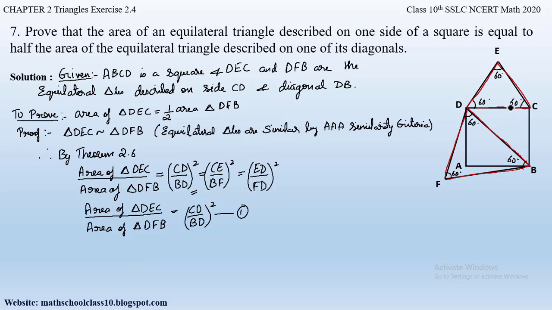Now if you look at the figure, which triangle is formed by the sides CD and BD? The sides CD and BD form the triangle CDB. So let us consider this triangle CDB now.